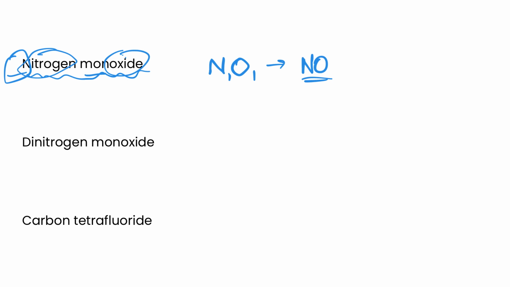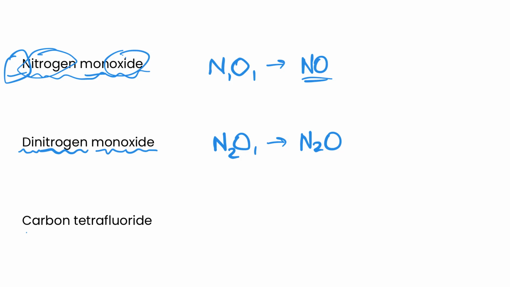Looking at our next one, dinitrogen monoxide, we're going to go N as our first element, nitrogen, and oxide is O. Looking in front of the N, di means 2, and then mono means 1, and we don't put the 1 in there, so it's just N2O for dinitrogen monoxide.